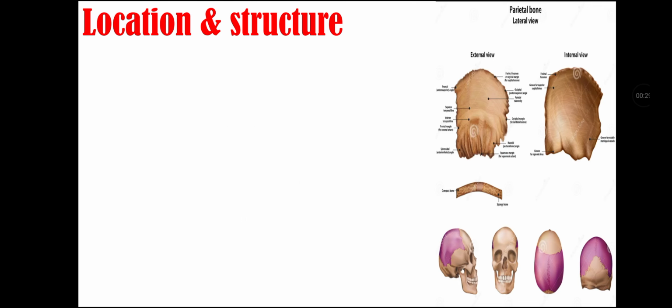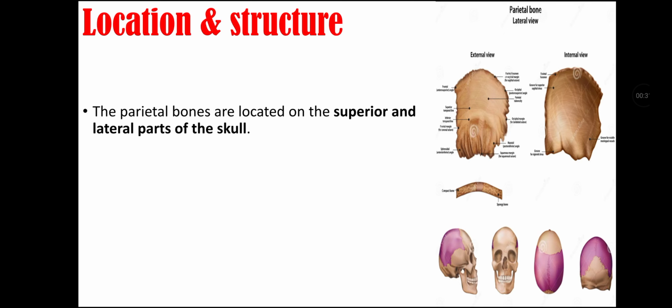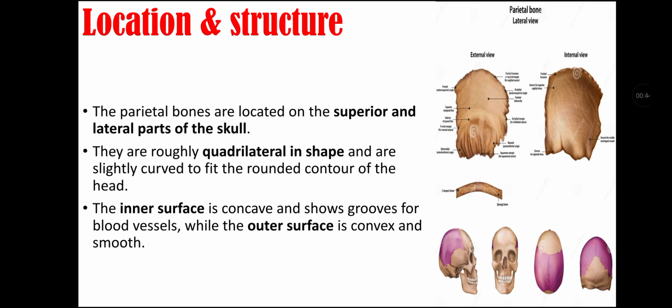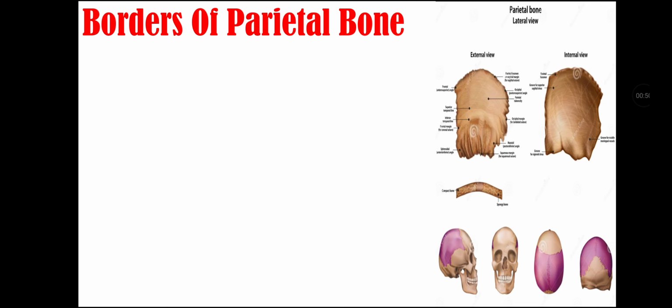Location and structure of parietal bone. Parietal bones are located on the superior and lateral parts of the skull. They are roughly quadrilateral in shape and are slightly curved to fit the rounded contour of the head. The inner surface is concave and shows groove for blood vessels, while the outer surface is convex and smooth.